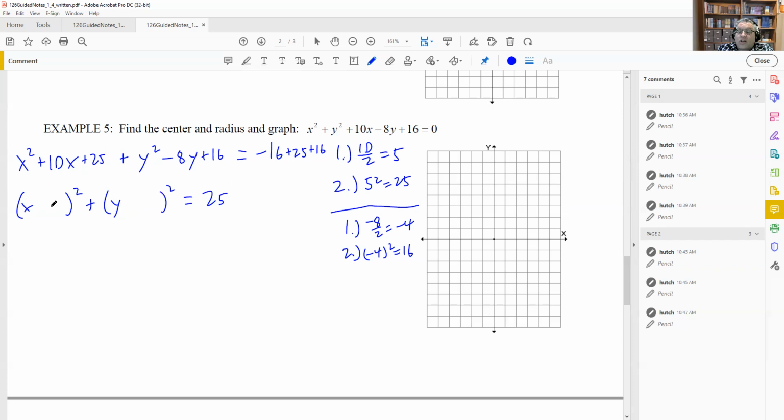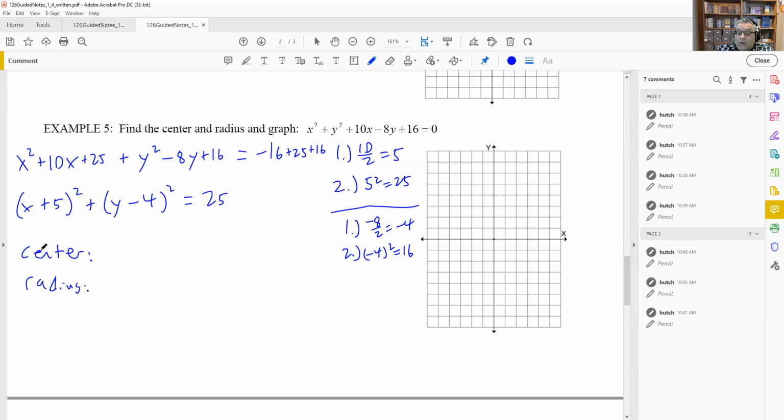Now the number that goes inside the parentheses is going to be the step number 1 that you got by doing the complete the square step. So step number 1 here, I got a positive 5, so I put plus 5 here. Now step 1 for the y's is -4, so I'll put -4 in for that one. So now I'm finished. I have used complete the square to get the standard form here.